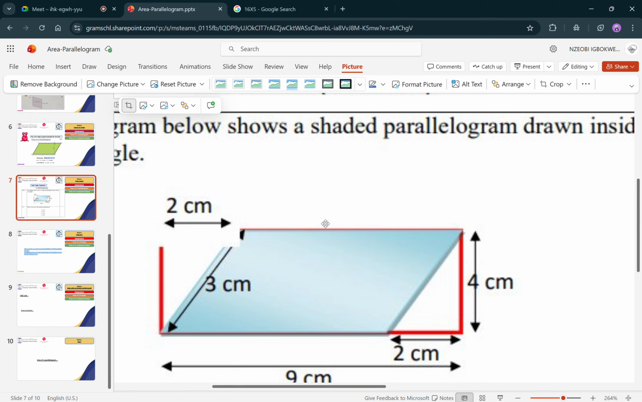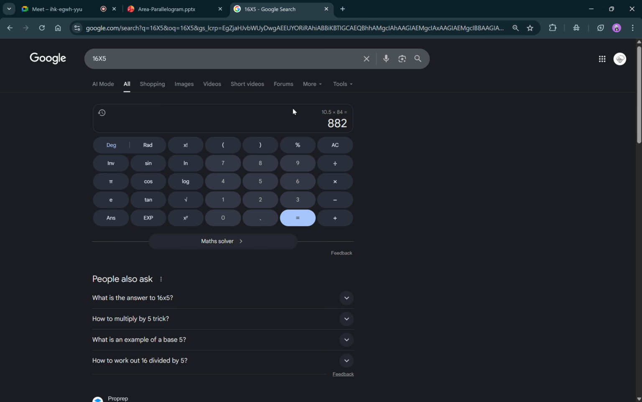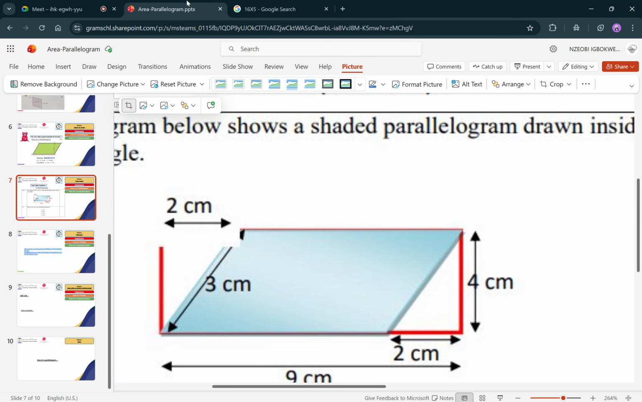Can you say what you just said again? The base is 9 centimeters minus the 2 centimeters. That's what the diagram is showing us there, which is 7 centimeters. Seven times 4: 7 centimeters times 4 centimeters gives me 28 centimeters squared.